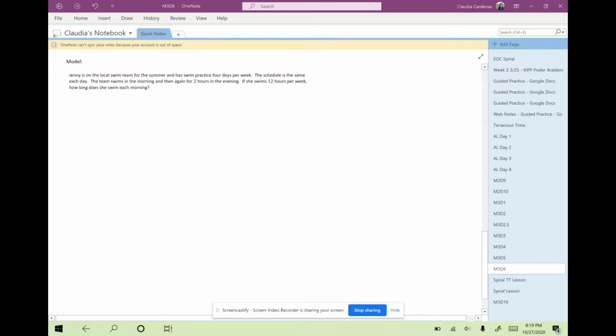So today we're going to learn about additional steps to solving equations. Last year, you focused on equations with only one variable and one step, while in seventh grade, we're going to focus on equations with two steps. So let's start with this problem.